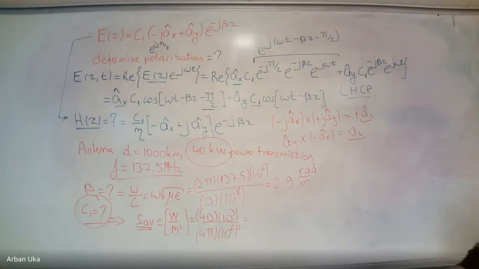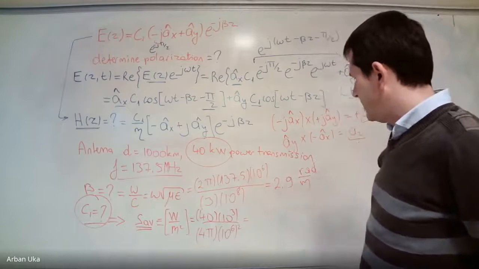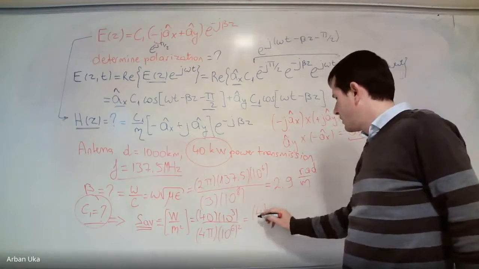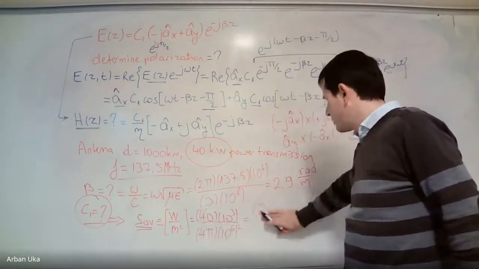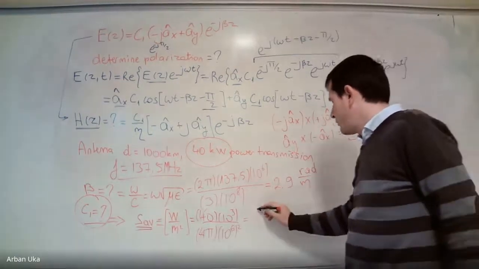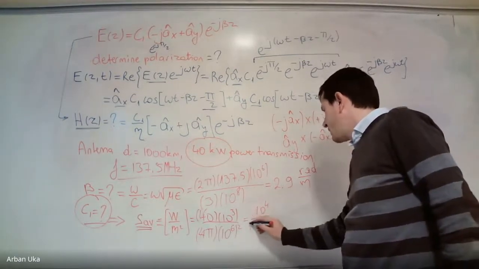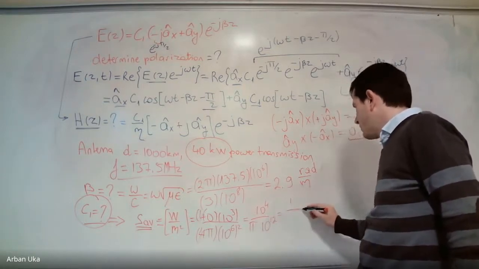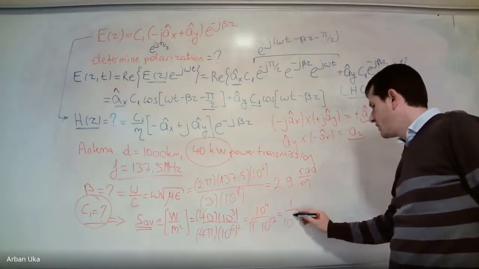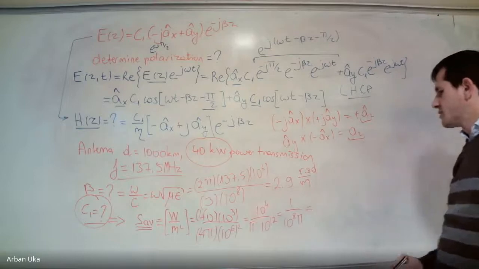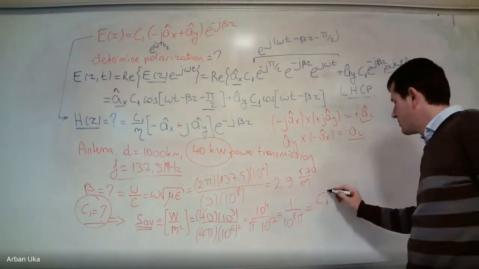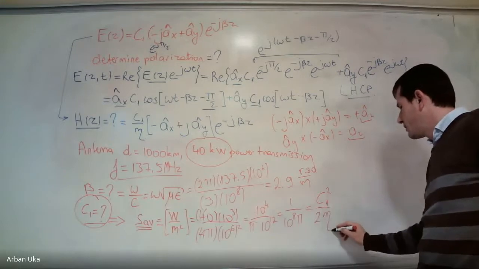let me think for a moment. This is 10 to the power 3. This is 4 times 10 to the power 3 times 10. This 4 can cancel out this one, so we can take this out completely. The 4 is gone. This is 10 to the power 4 divided by pi times 10 to the power 12. This makes it 1 over 10 to the power 8 times pi. So this is the time average power density, and this would be equal to C1 squared divided by 2 eta.